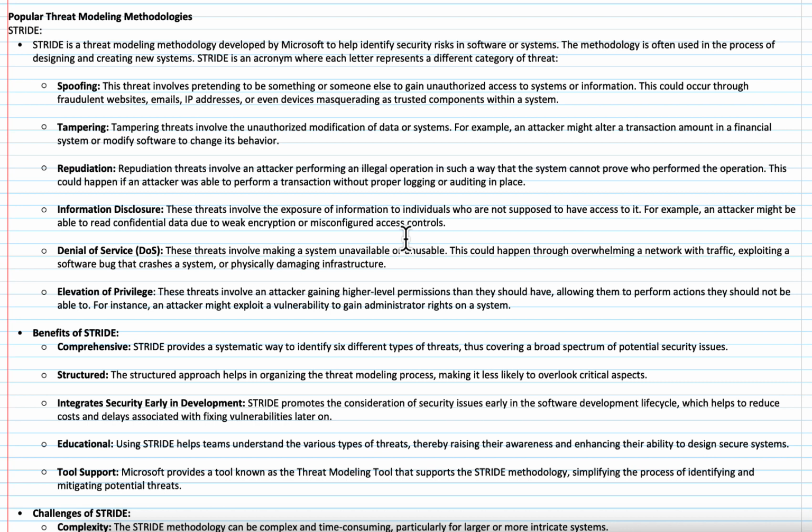Then D is denial of service. This is where threats are involved in making the system unavailable, unusable. You still see this today. There's various denial of service attacks that occur, both from an external point of view and from an internal point of view. So let's say, for instance, you have a scanning tool and you want to scan your environment. Well, it doesn't go well and it starts causing issues with the internal network. You now create a denial of service.